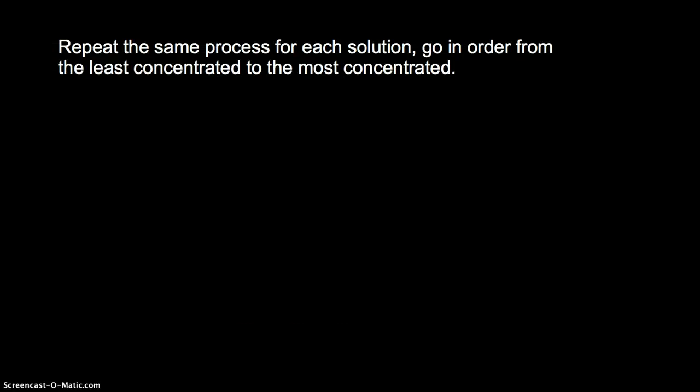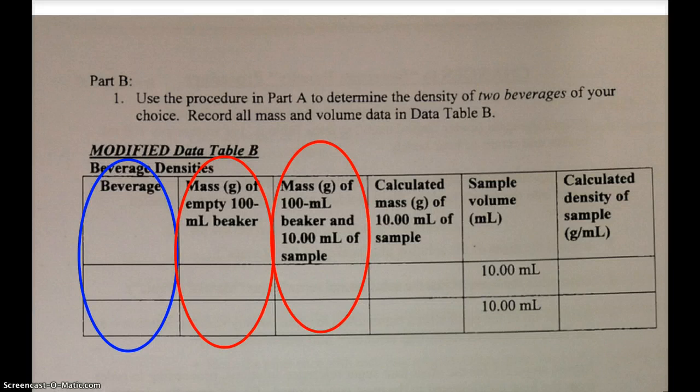Repeat the same process for each solution. Go in order from the least concentrated to the most concentrated sugar solution. Then for part B of this experiment, you will do the same procedure, only instead of sugar solutions, you will use soda that is provided. Make sure that you record which beverage you are measuring, the mass of the empty 100 milliliter beaker, and then the mass of the beaker plus the soda in the data table.